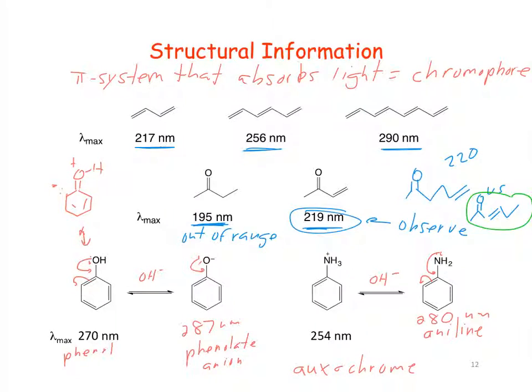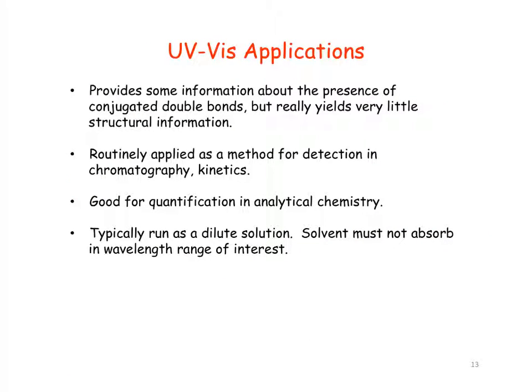Okay? All right, so the other types of applications for UV visible spectroscopy, some of them are listed here, all right? So one thing we've already mentioned, that it provides some information about conjugated pi bonds, but really it gives us little structural information except for those examples that I gave you at the end. All right, so one of the applications, it's often used as a method to detect different compounds.